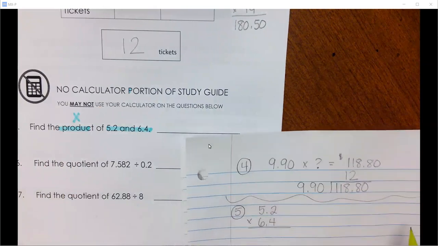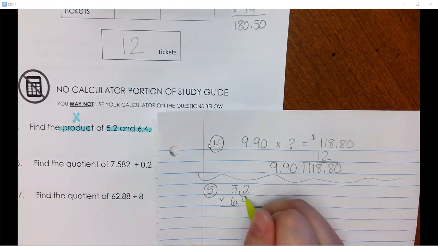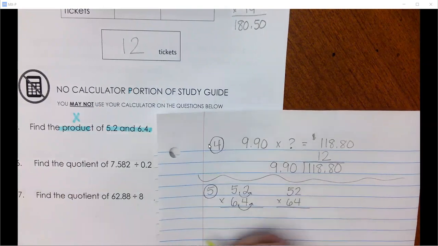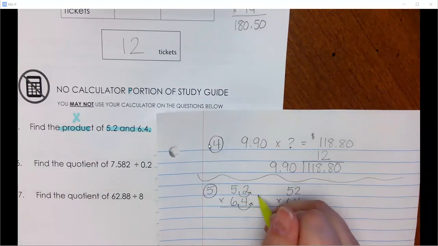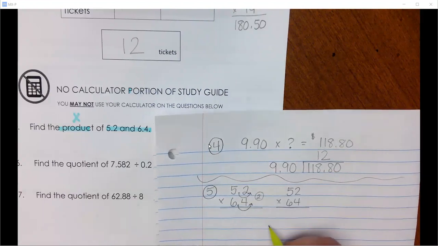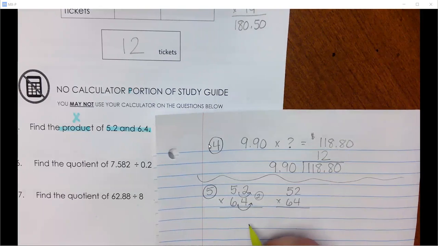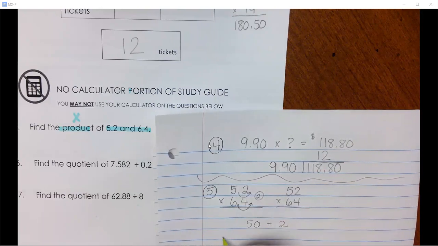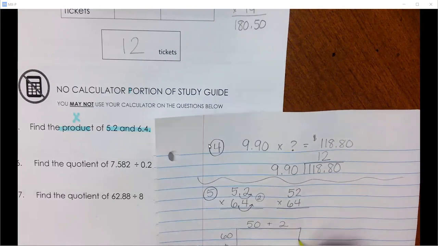Remember, when we're multiplying decimals, we slide our decimals to the right and we make them whole numbers: 52 times 64. I moved it a total of 2 spaces, so I'm going to remember that. I'm going to solve it with an area model, since that's what most of our friends use. So I'm going to go 50 plus 2 times 60 plus 4. I'm going to make my box.